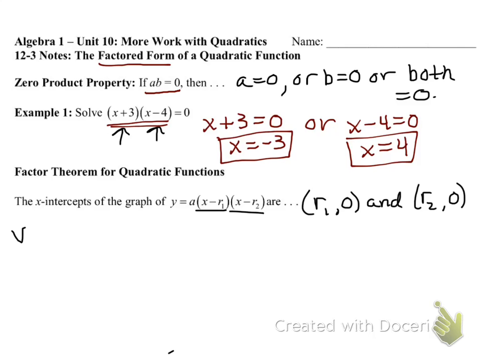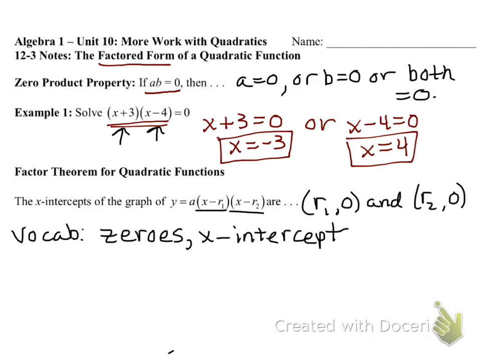In terms of vocabulary, write this down. We have three different terms for the zeros. Sometimes we call them zeros, which is places where the y value is 0. Sometimes we call them x-intercepts, because if y is 0, then your point is on the x-axis. And the other thing that we call them is roots.